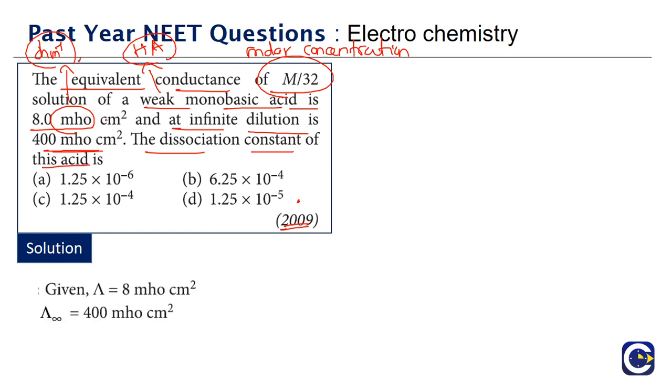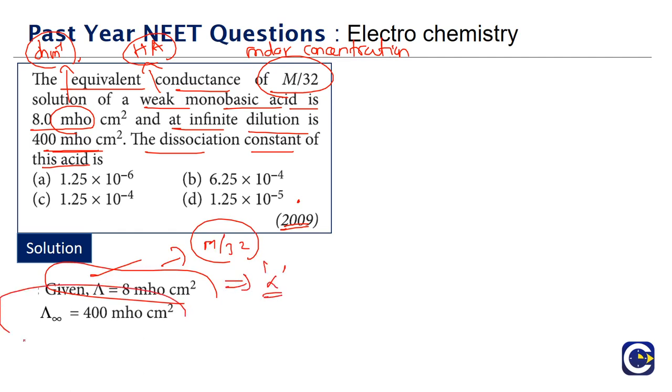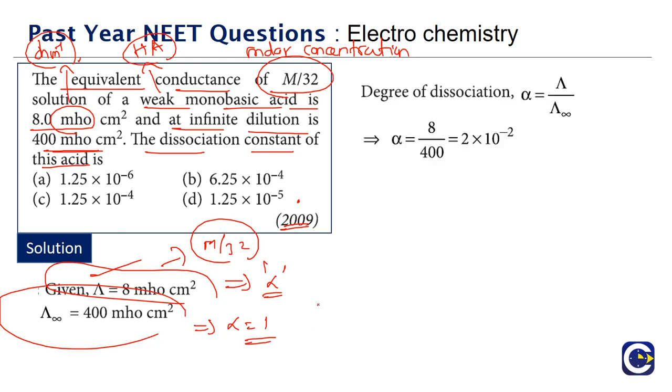So if you remember, we have a correlation. The equivalent conductance at that concentration of M by 32 relates to a particular degree of ionization, alpha. At infinite dilution, which means total dissociation, the fraction of dissociation is going to be 1. So if you look at the ratio of the two, the equivalent conductance at a given concentration by the equivalent conductance at infinite dilution.